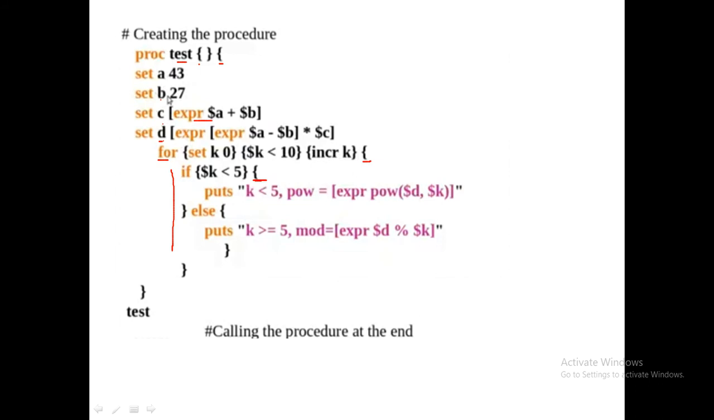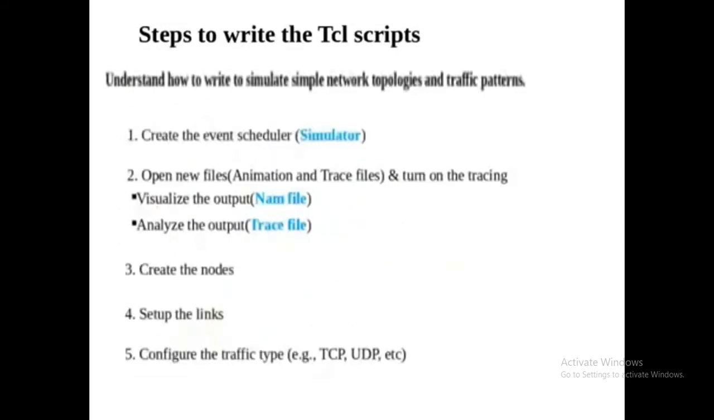Then some put s, print it, else, right? Else also, after else open bracket in the same line. Some commands, right? Some program we have to write here. Now this is your end of your procedure test. Now you want to call this procedure, so you are going to call it by just writing test, because there is no argument here. So just a test. If argument is there, you are supposed to provide the argument. So this is how we are going to create a procedure in TCL, right?